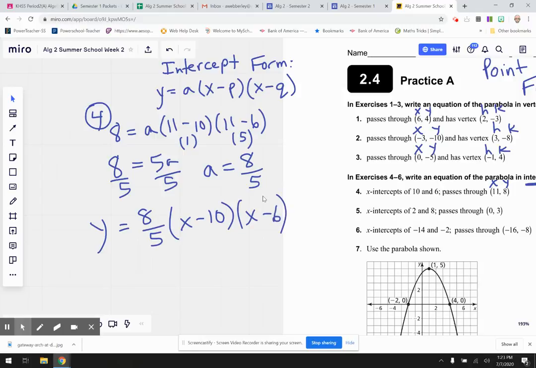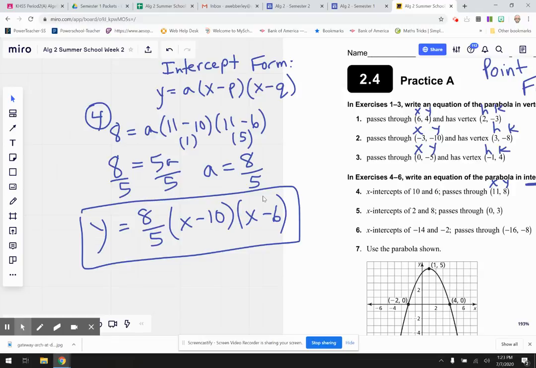Remember, the equations always have x and y in them. Now, we could have put it in our other format. Once we solve for a, we could have put it in our other format. We could do FOIL on these and all that kind of stuff. But right now, they're just asking you to put it in this equation, in this format.